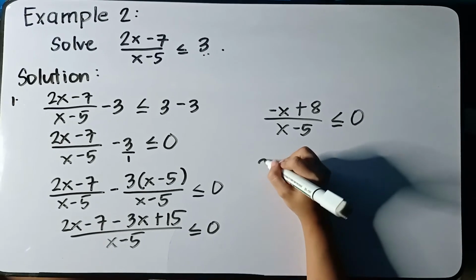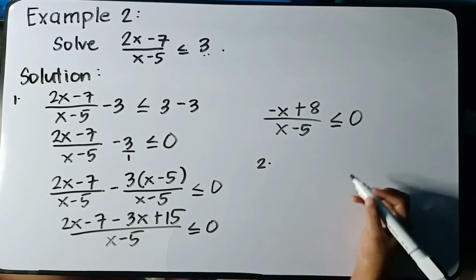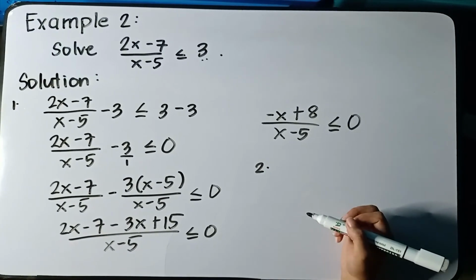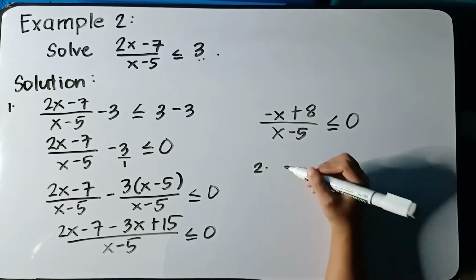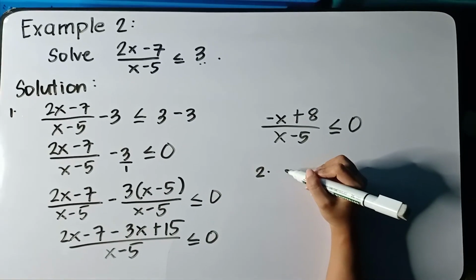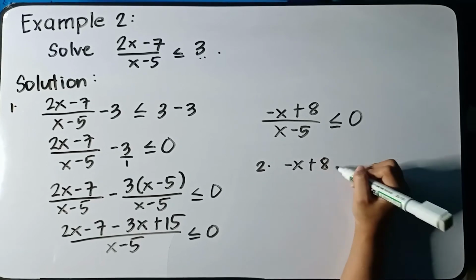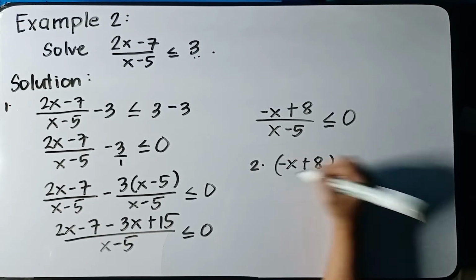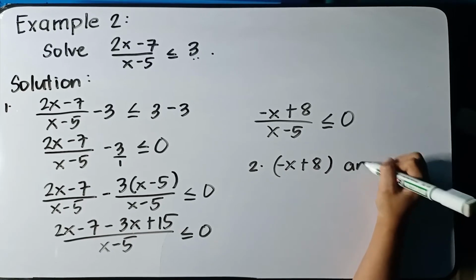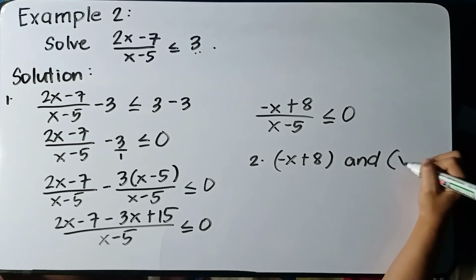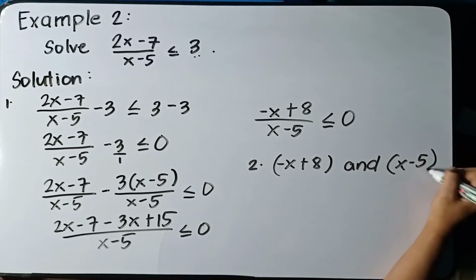For the second step, we just need to get the factors of our rational inequality. So our factors now here are negative x plus 8 and x minus 5.